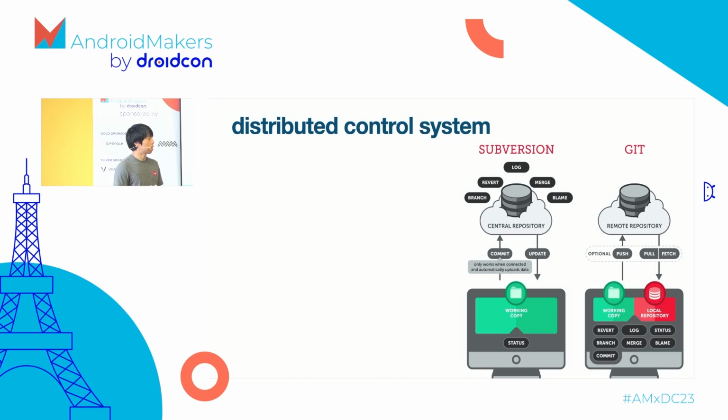And with Git, it's slightly different. You have a copy of the repository on your machine, or a mirror. That means all the operations that you do are with this local repository, and then you update the remote repository. As we have this copy of the remote repository, it's a distributed control system.